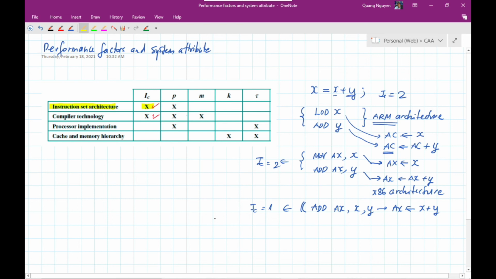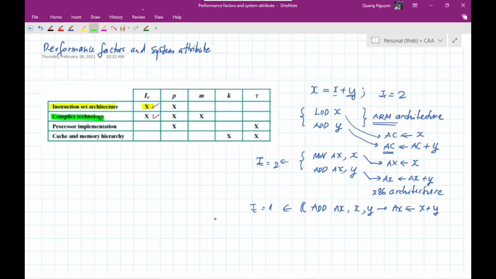Okay, about the compiler technologies. You can refer to the data flow analysis, the engineering that has been applied to the design of the compiler. Sometimes the compiler, if it can understand the meaning of the program, can deduce the result, and sometimes with a long program, it can compile into only a single instruction.